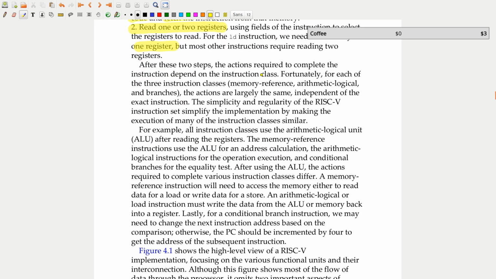So after these two steps, the actions required to complete the instruction depend on the instruction class. We saw in Chapter 2 that we could break these instructions into a couple of different categories, typically memory instructions, arithmetic instructions, and branches. So things that grab stuff from and put stuff in memory, things that do some sort of mathematical operation like adds and subtracts, and then things that jump around in the code, that change the program counter value, and we call these branches.